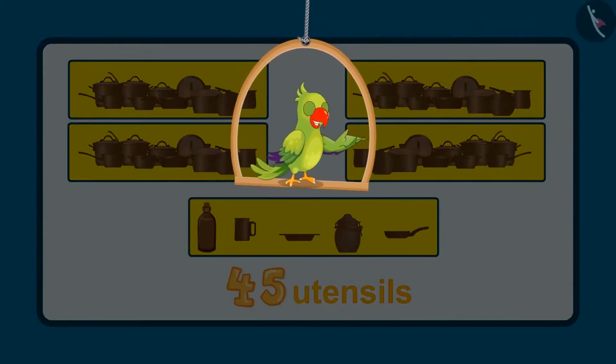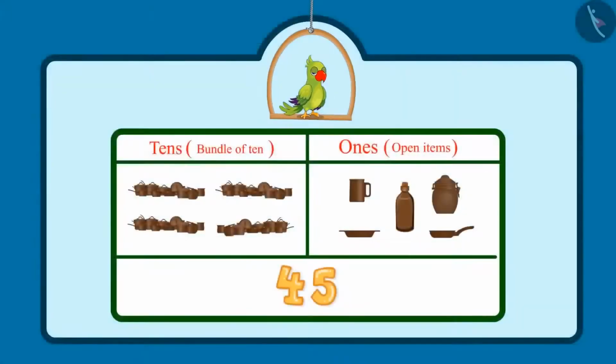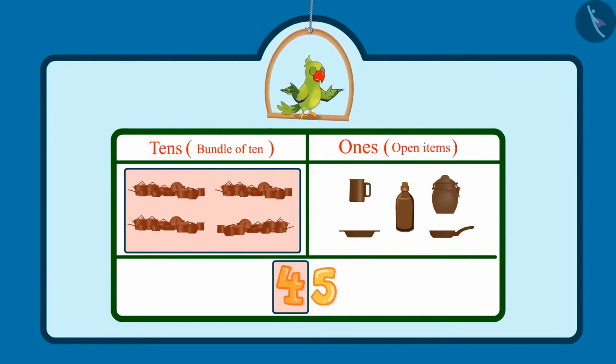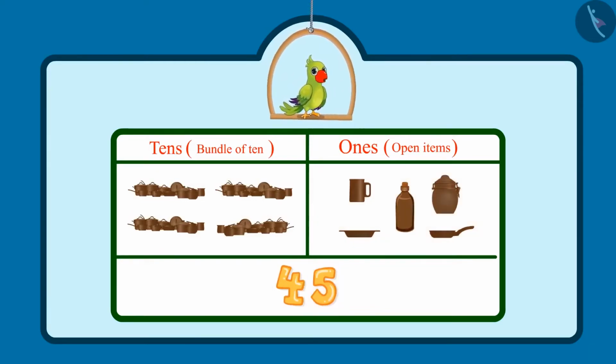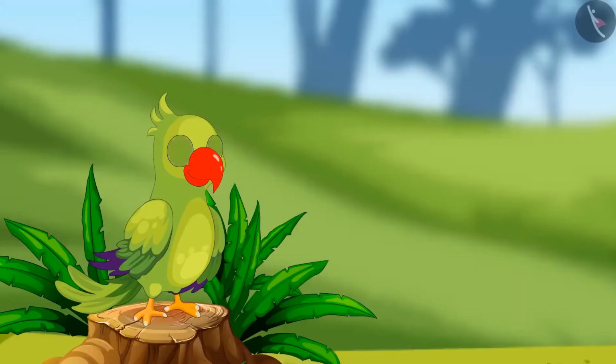Hey kids, did you see how Chotu and Pinky counted these utensils? There were 4 sets of utensils containing 10 each, which means 4 tens. So in the tens place would be 4. And 5 more utensils, that is 5 ones. It means 5 would come in the ones place. So children, Chotu and Pinky saw 45 utensils in total.